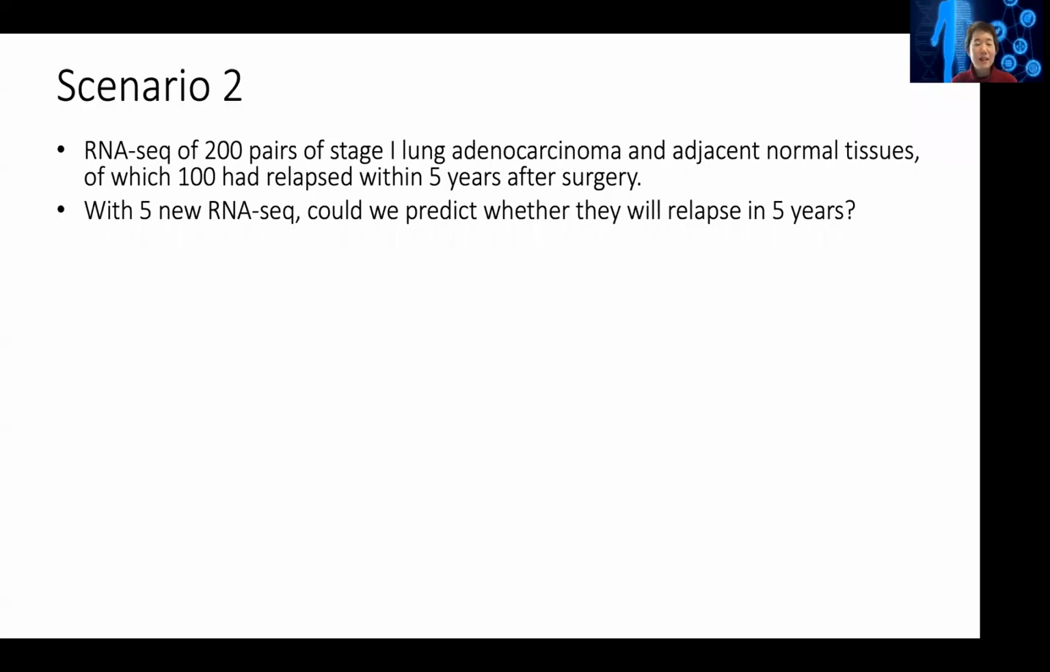Let's look at another scenario. Supposedly, we have RNA-seq data of 200 pairs of lung cancer samples. These are all diagnosed as adenocarcinoma, non-small cell lung cancer. And we also have their adjacent normal tissues. And let's just think about this really ideal scenario.